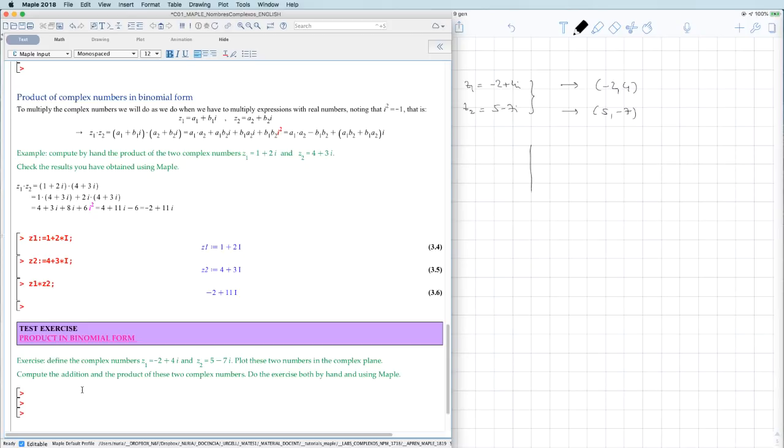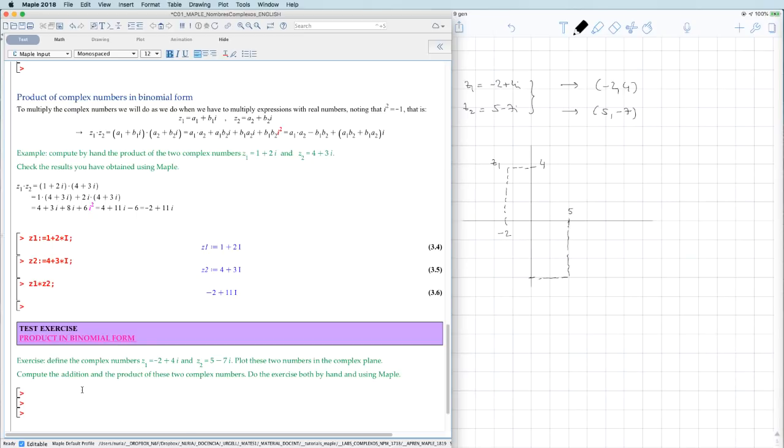So if we plot this, it's not easy, but I'm going to try. Well, I'm not going to try very hard. I'm not going to do a perfect drawing. Minus 2, 4. This is going to be z1. 5, minus 7.